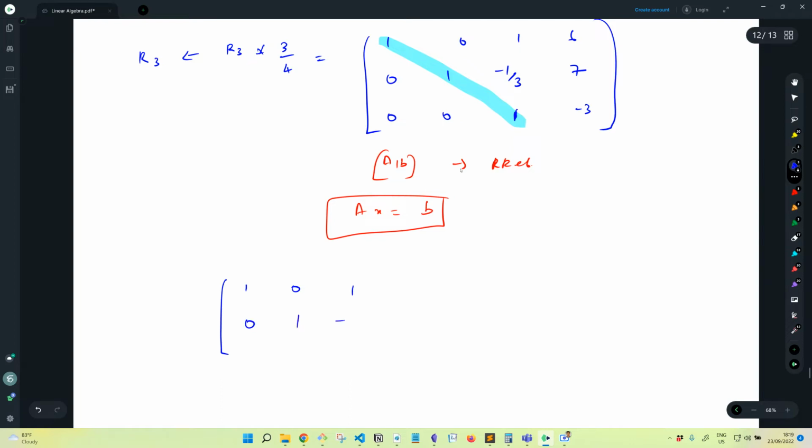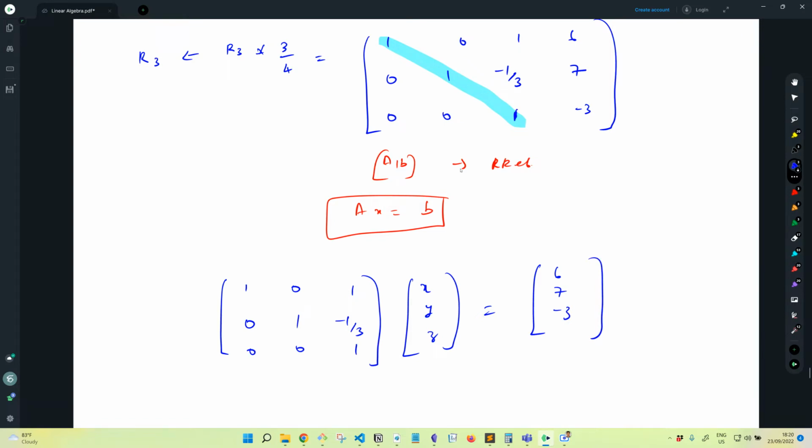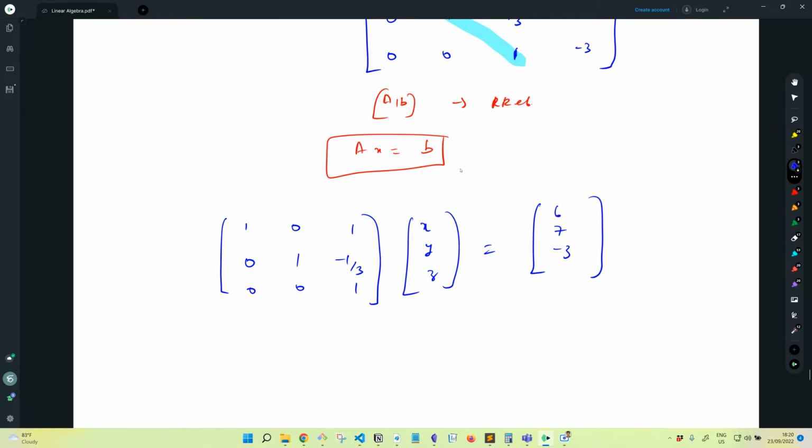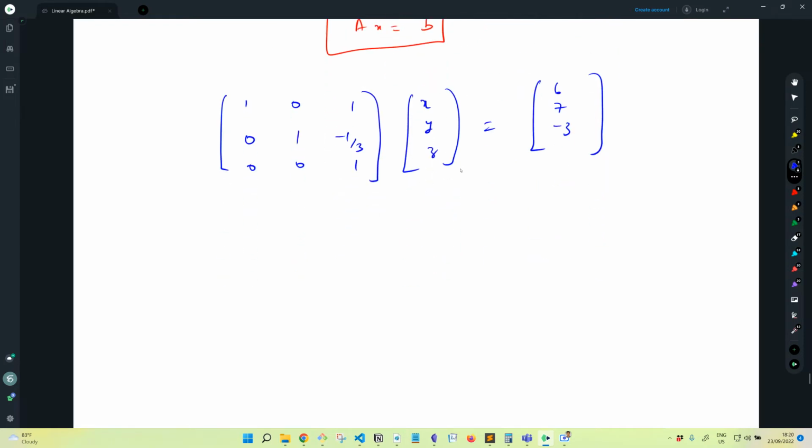So 1 0 1, this will be A. I'm writing A: 0 1 minus 1 by 3, 0 0 1, times x y z equals 6, 7, minus 3. Now once you put this in matrix format, we can right away read the solution. What I'm going to discuss now in obtaining the solution is called back substitution.